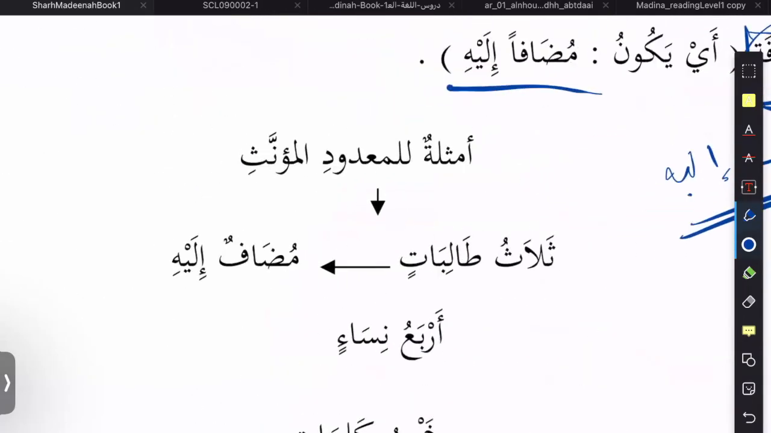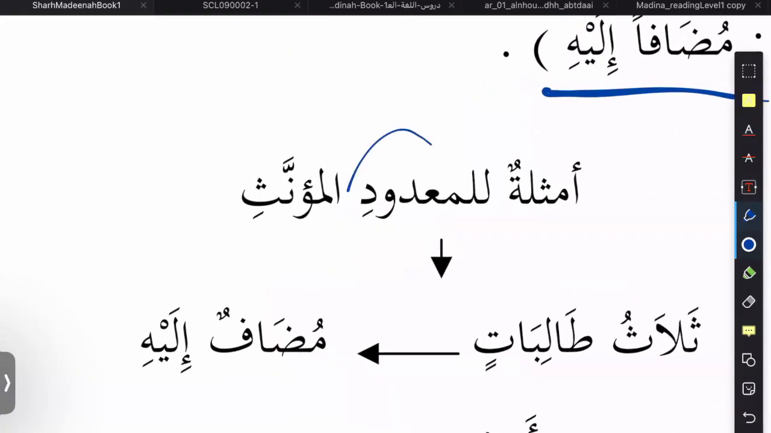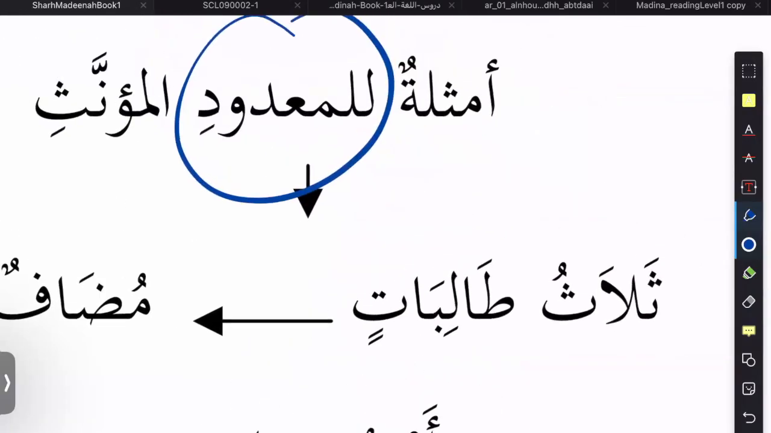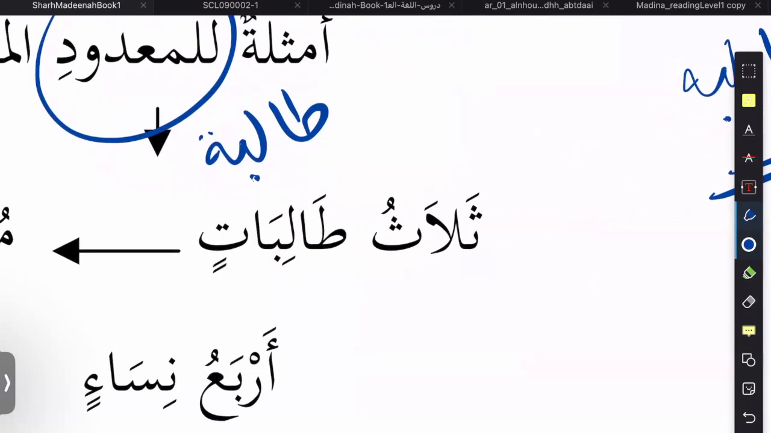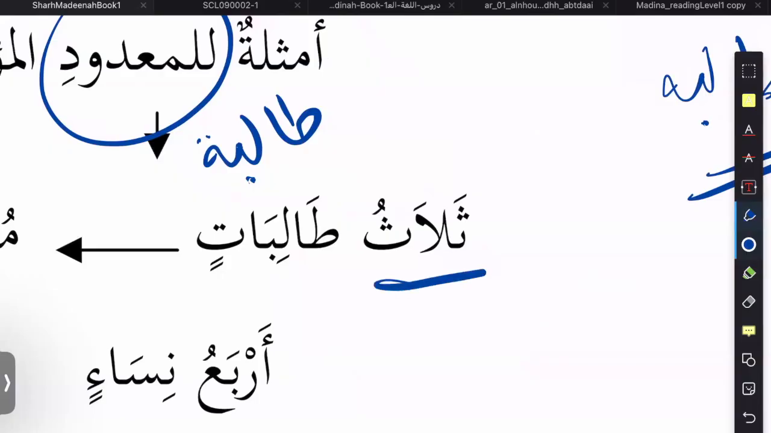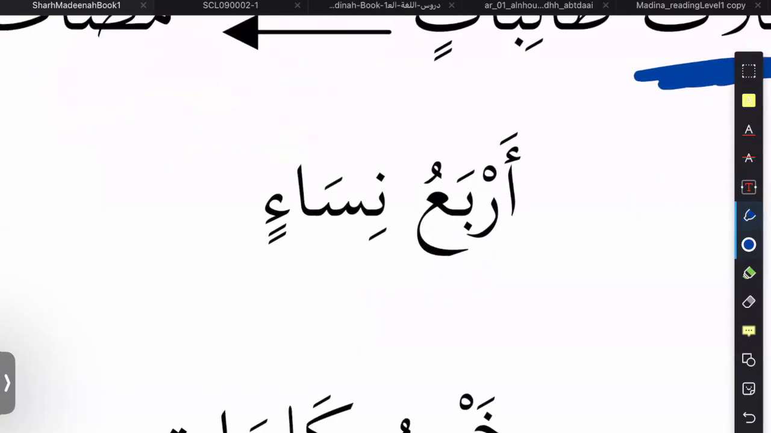Now he's going to show us when the ma'dud is feminine, like طالبة. You say طالبة, female student. Now do we say ثلاثة طالبات? No, you have to use the opposite gender. You have to use the opposite gender. So طالبة has a ta marbuta, you have to use the masculine version. You say ثلاث طالبات. أربع نساء.